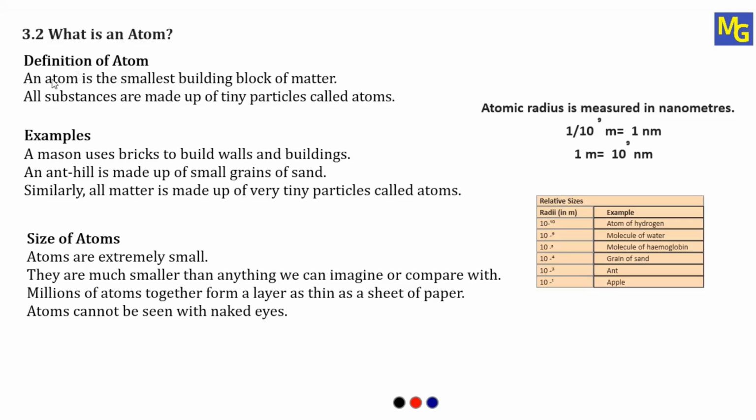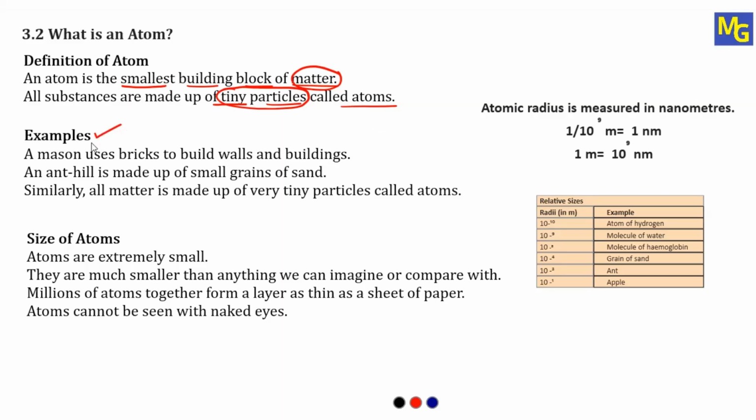So, what is the definition of an atom? An atom is the smallest building block of matter. If you imagine any matter, the smallest building block is the atom. All substances are made up of tiny particles called atoms. And what is the size of an atom? Atoms are very small in size, which cannot be seen by naked eyes, so they are called tiny particles. All these points we have already studied in earlier chapters, so now just a brief revision of those points.